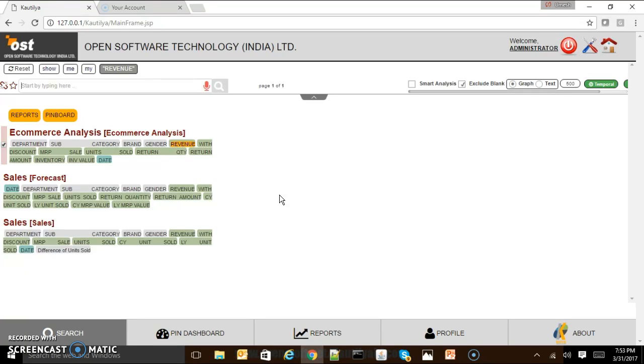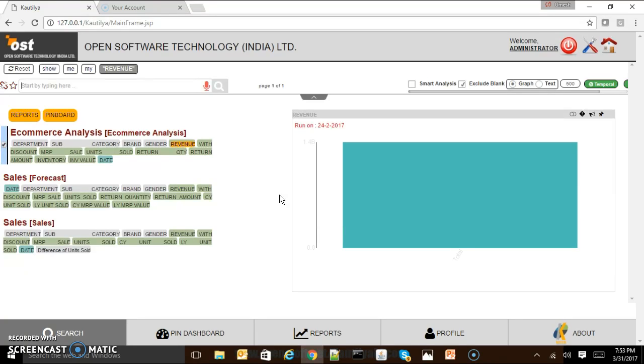So it parses through the data and comes up with a report called e-commerce where it has three kinds of columns: the gray ones, which are primarily text columns, the green ones, which are primarily numericals, and the blue ones, which are your date columns. It has parsed through that and comes out with the answer over here, and it says that the net revenue that I have is around $1.4 billion.